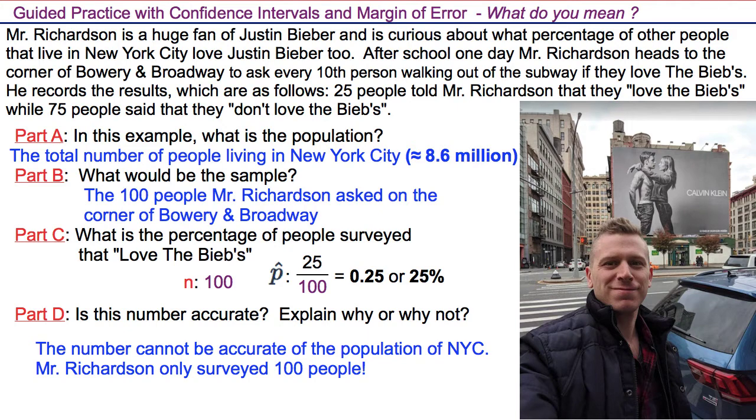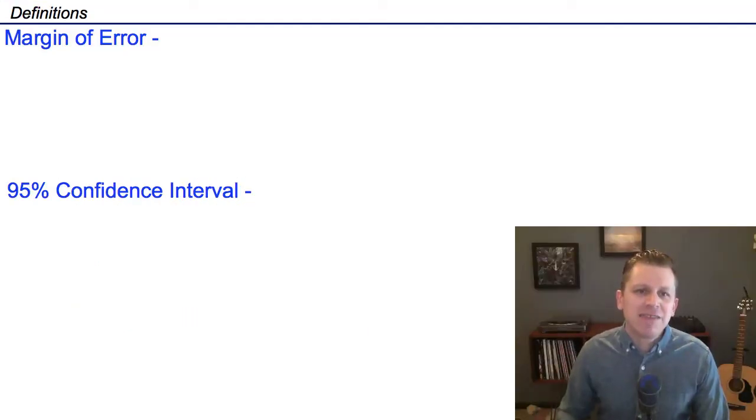So we want to ask ourselves, how accurate is this number? If I was to conduct this survey again and ask another 100 people, would I get the same number? Would we get something similar? And that's what confidence intervals and margin of error is all about. Let's look at some key definitions.